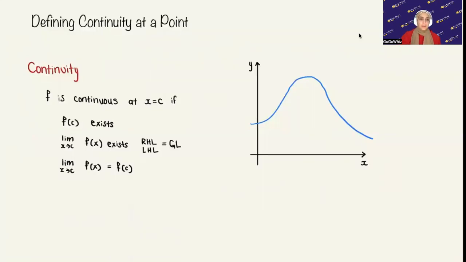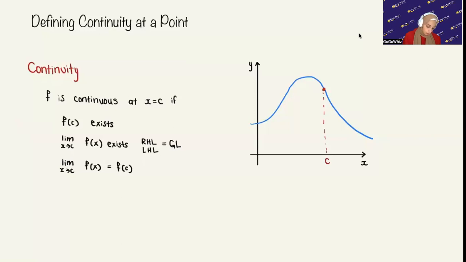Hi, everyone. Now we want to talk about continuity at a point. When we're talking about continuity at a point, there are three different conditions that have to be met. So we say that f is continuous at x equals c, at this point for instance, if and only if these three conditions have to be met.